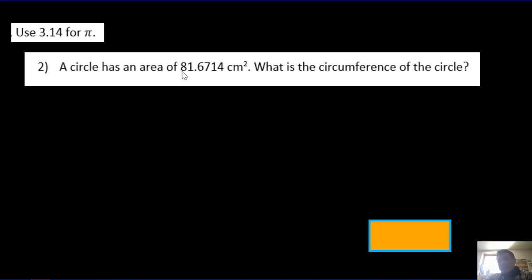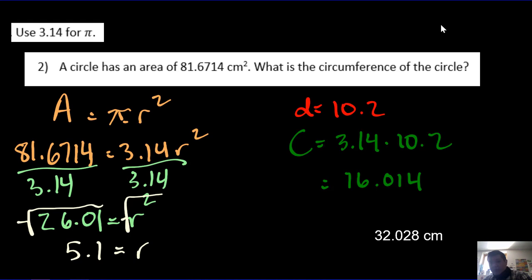A circle has an area of 81.6714 centimeters squared. What is the circumference of the circle? Go ahead and try this out on your own. What you should have got was that the circumference was 32.028 centimeters. It's because the radius is 5.1. Multiply that by 2 to get our diameter of 10.2. Multiply the diameter by 3.14, and we get 32.028.